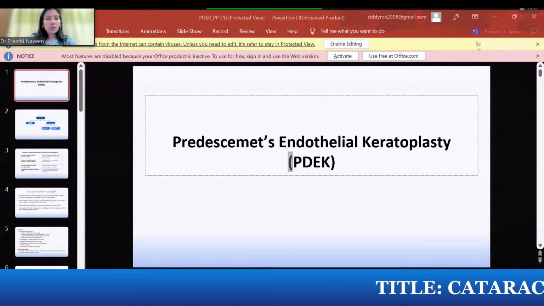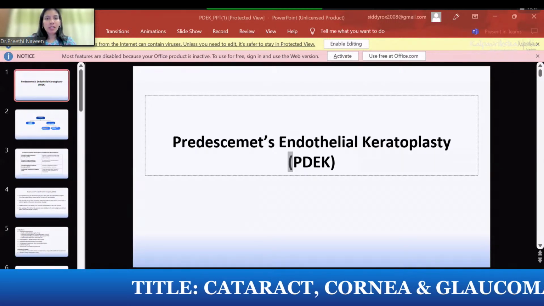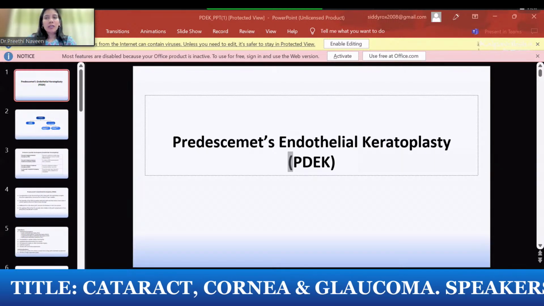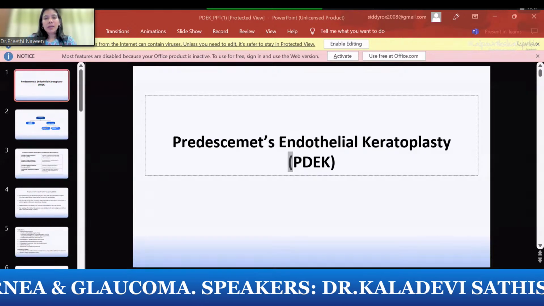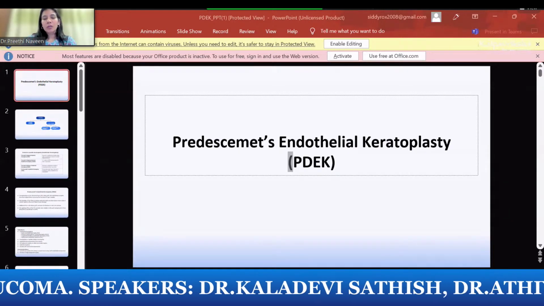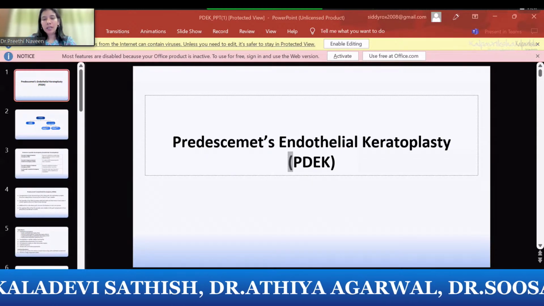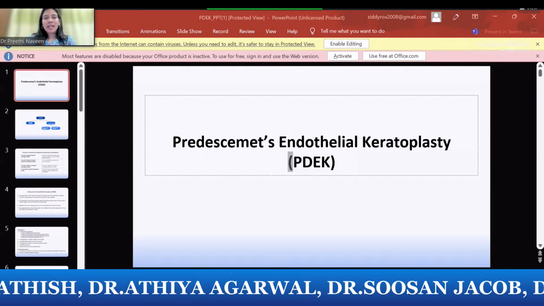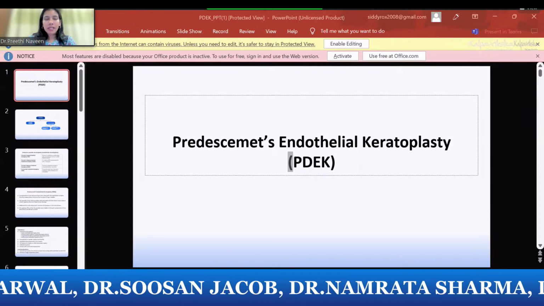The indications would be the same as any endothelial keratoplasty: Fuchs, posterior polymorphous, CHED, and pseudophakic and aphakic bullous keratopathy. Contraindications would be certain cases where there's too much stromal scarring, deep level stromal scarring. And so PDEK is basically the inverse of a DALK bubble, I would say.